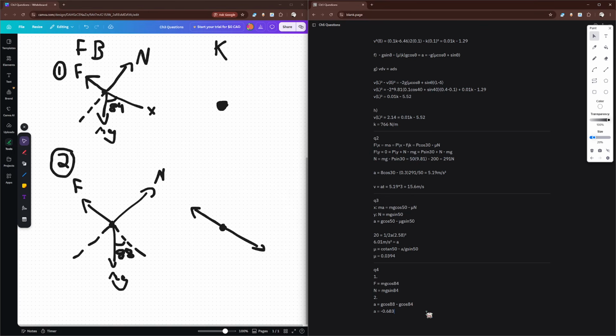Are these in cosine? Cosine and cosine. Yeah, that's correct. Okay, no issues here then at all. That's the question.